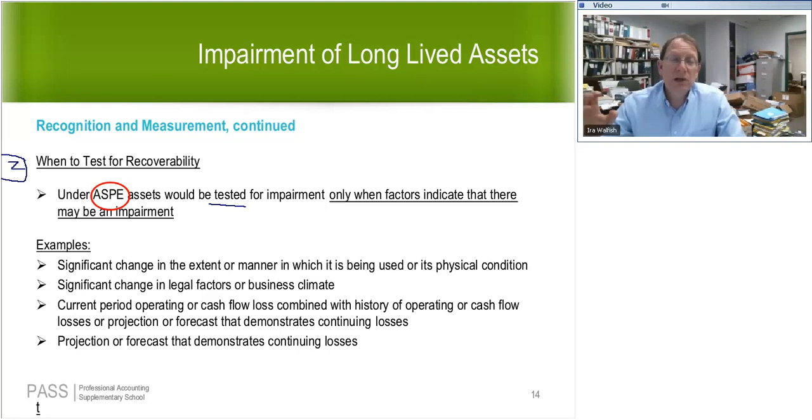The test is a lot of work. Okay, you may not think it is, whatever, but it means I have to start going and projecting cash flows. That's a hassle. Okay, it's a hassle. I don't have to do that if there's no factors that indicate an impairment. And this is a joke. What factors indicate impairment? Basically, anything.